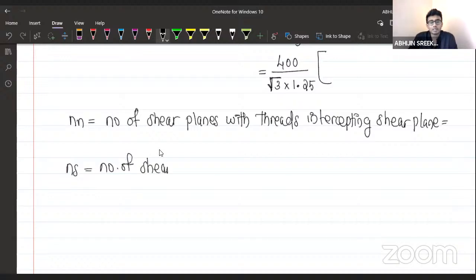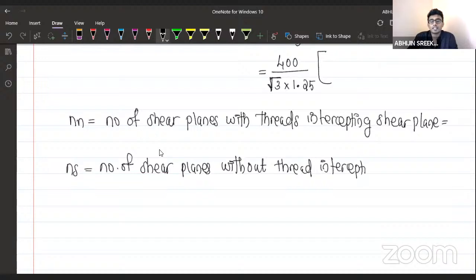Number of shear planes without thread intercepting the shear plane, right? So what is the value of nn and ns here? Tell me this.